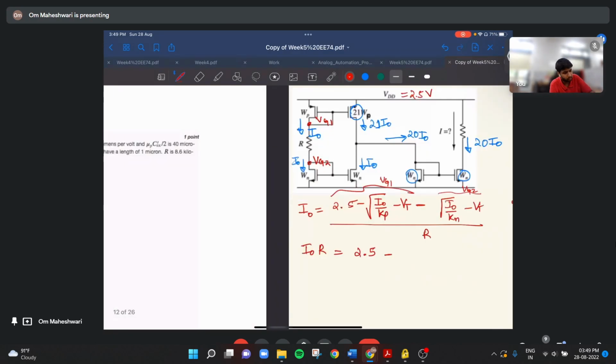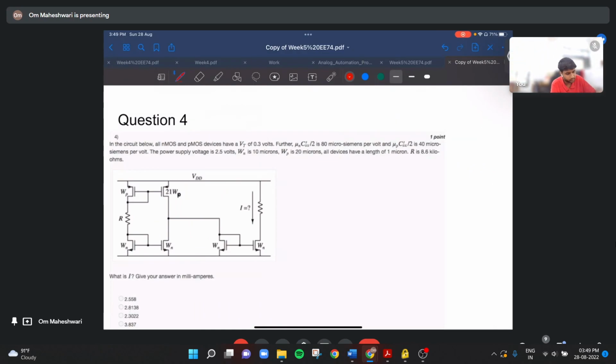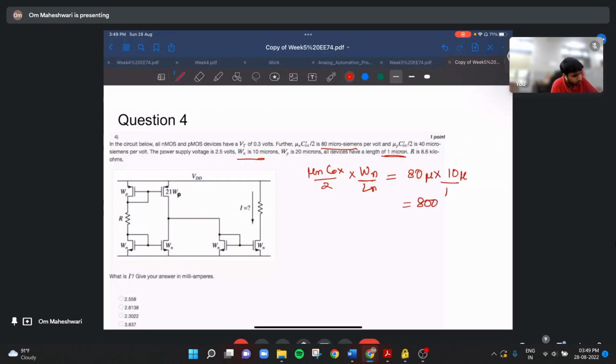We have already solved for this. So mu n Cox by 2 is equal to 80 micro. I'll multiply by W by L also, so Wn by Ln equals 80 micro, with W1 being 10 micro and L being 1 micro. So it will be 800 micro Siemens per volt. This is for Kn.